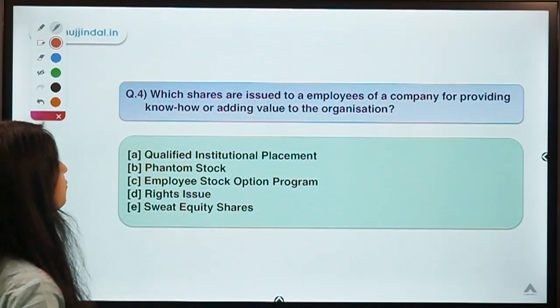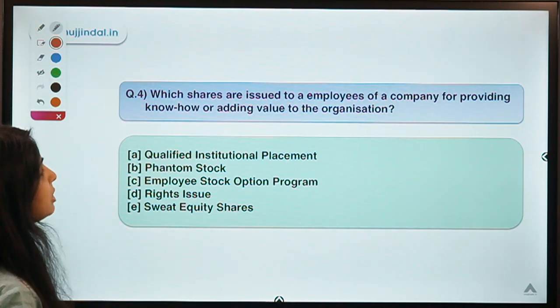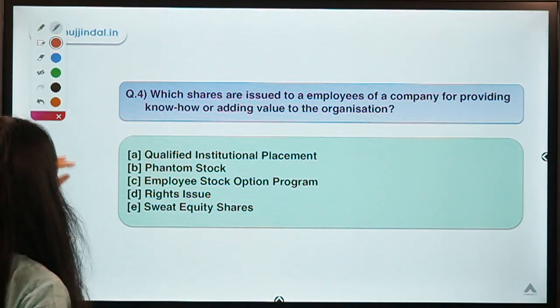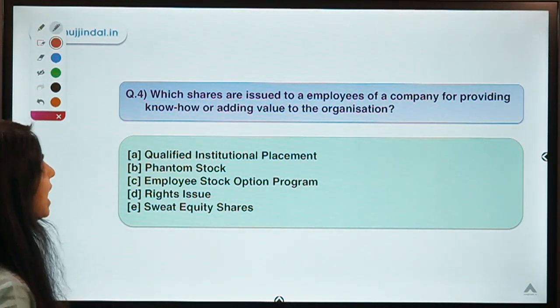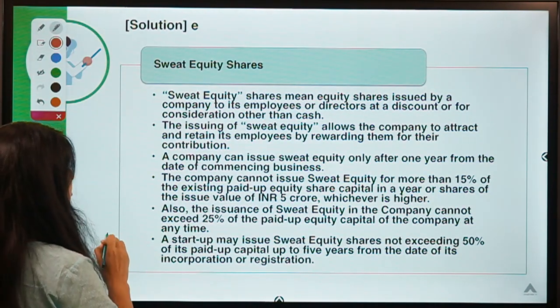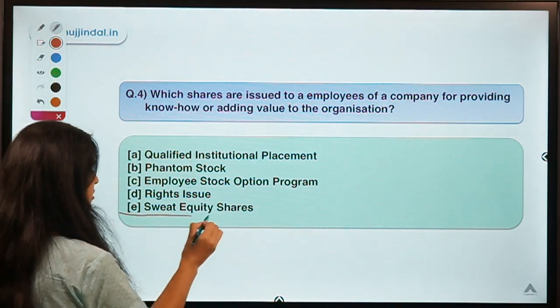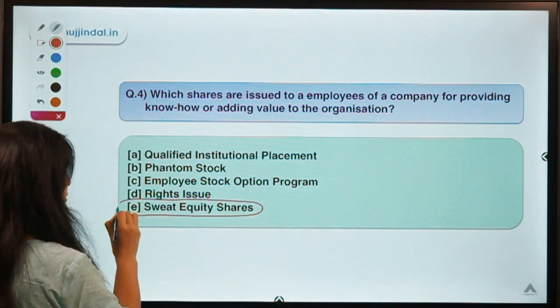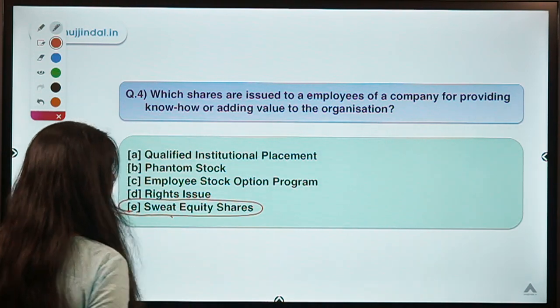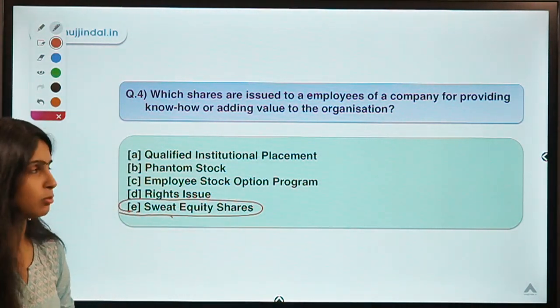Moving ahead, here is your fourth question for today, which says, which shares are issued to employees of a company for providing know-how or adding value to the organization? Moving ahead to the correct option, and the correct option is sweat equity shares. This was also a topic given by you guys in the comments, right? I hope now you understand the meaning of sweat equity shares.